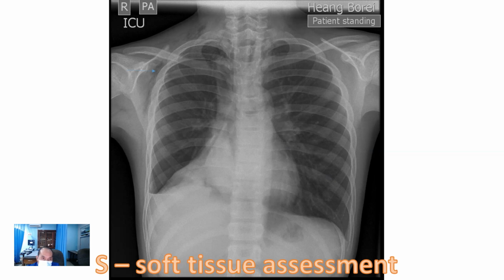And in this case, we want to show how and why we need to assess the soft tissue. So this is an example of subcutaneous emphysema, indicated by the blue arrow. And we can see unequal lung field in both lungs. And we see hydropneumothorax in the right hemithorax.